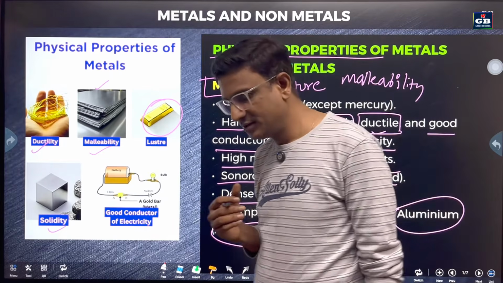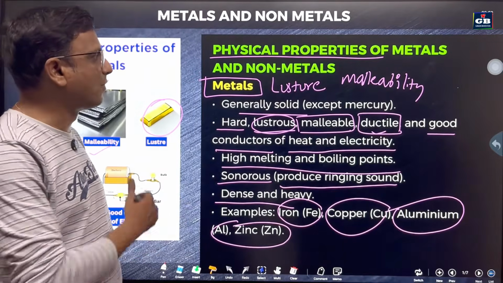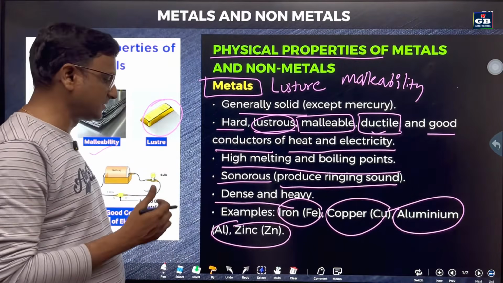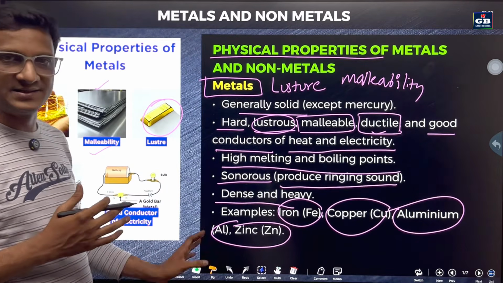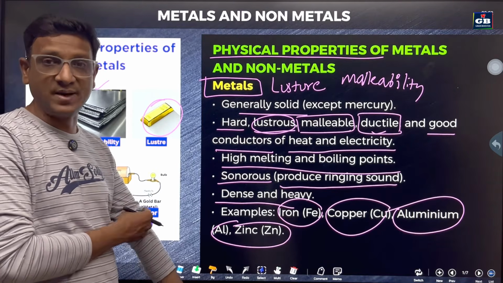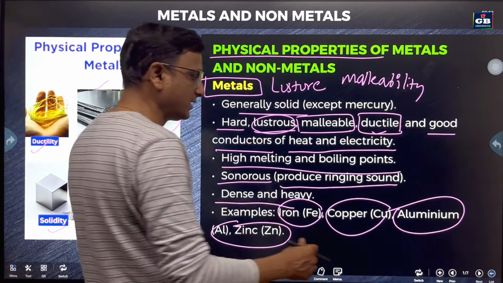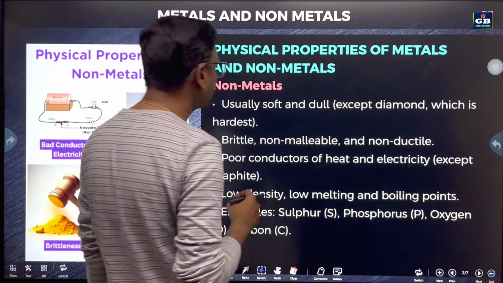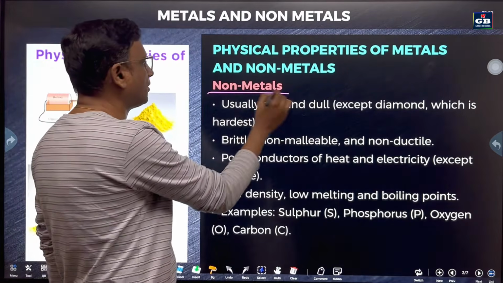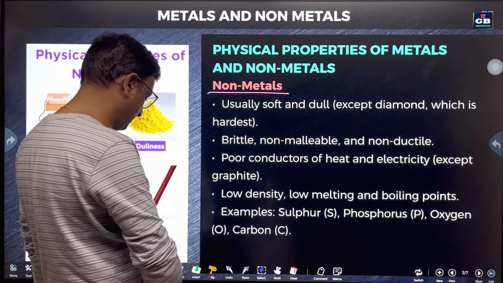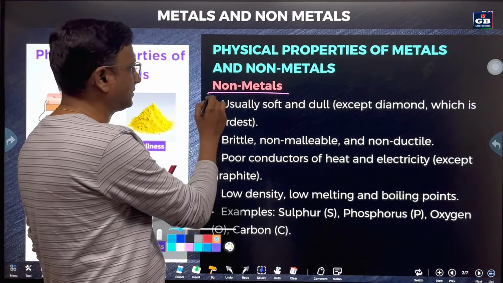Right, children? So we have discussed their important properties, the physical properties of metals. In this slide, we discussed the physical properties of metals. Now let us see what the physical properties of non-metals are. Now we talk about non-metals. Let me change the pen color. All right, non-metals.